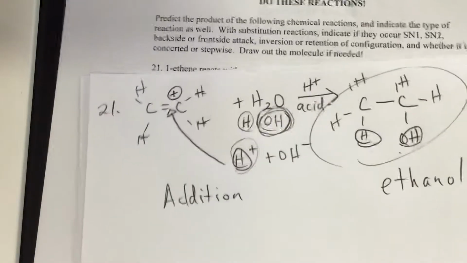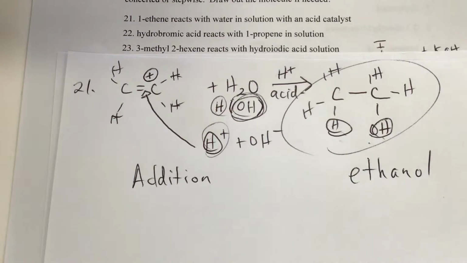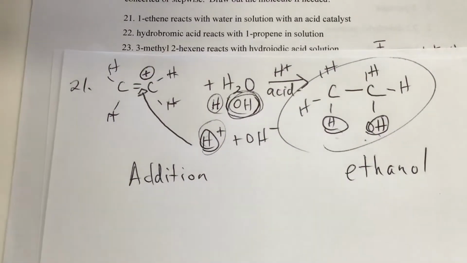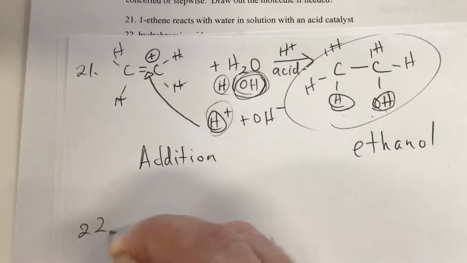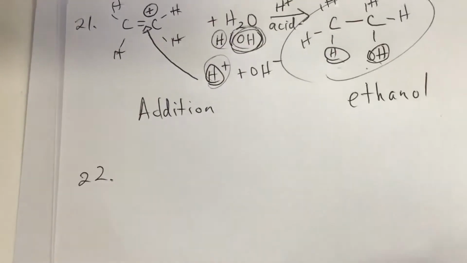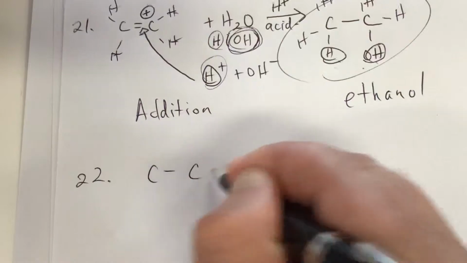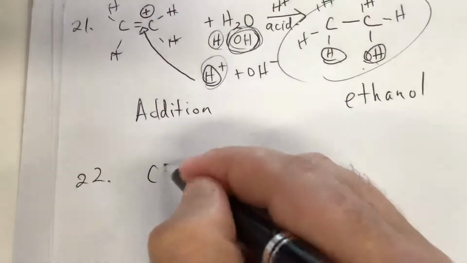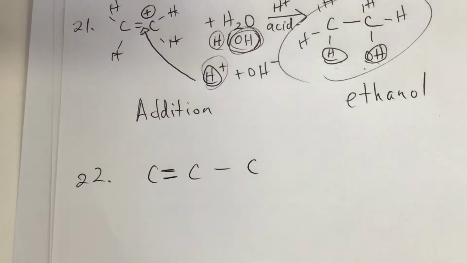Okay, let's look at maybe we won't do them all this time, give you a chance just to work through them. Okay, number 2, so we've got hydrobromic acid with 1 propene in solution. Propene, so it tells us we've got another double bond. So, propene, 1, 2, 3, 1 propene. So it's got this double bond here.